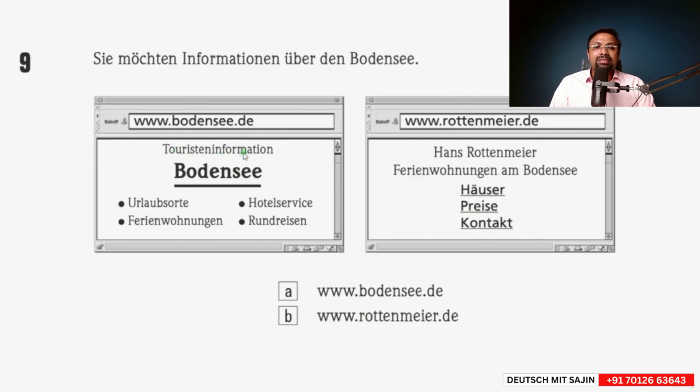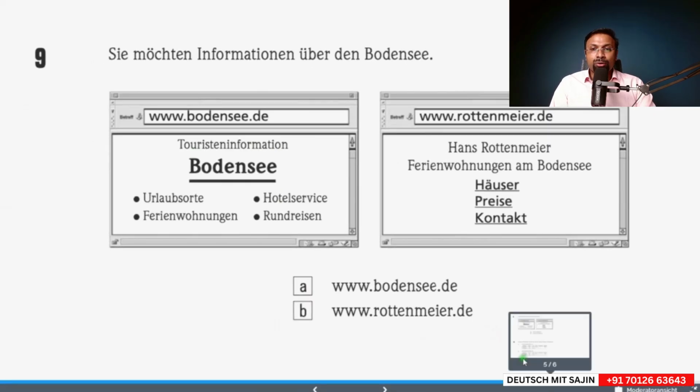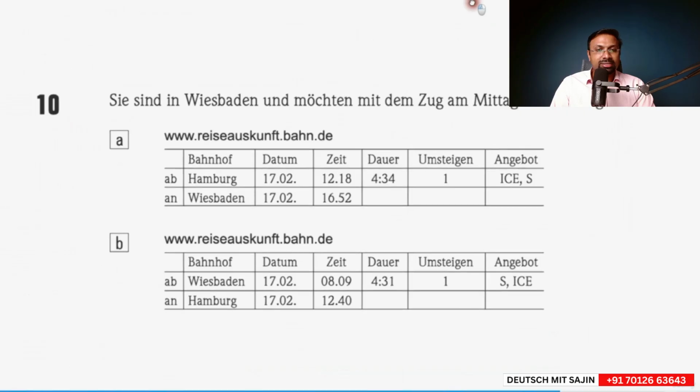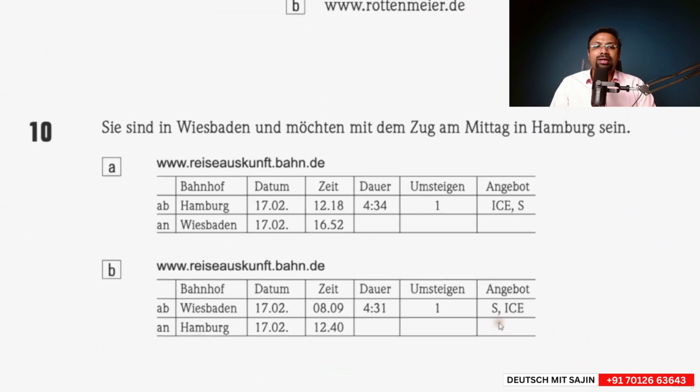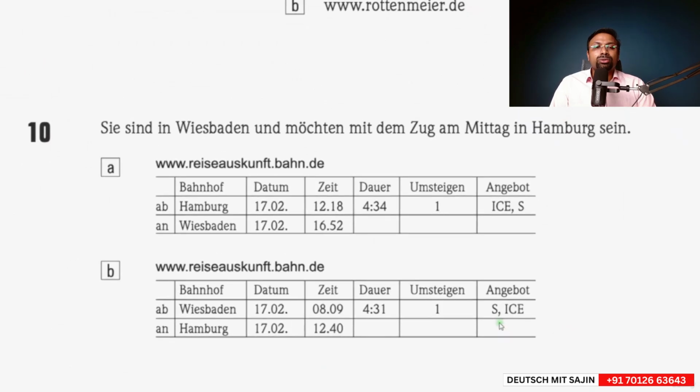Let us go to the last exercise of the second part of the reading part, and have a look at what they want from us. Sie sind in Wiesbaden und möchten mit dem Zug am Mittag in Hamburg sein. So you are in Wiesbaden and you would like to be in Hamburg at noon with a train. Now we have A and B. It is the same website, Reisauskunft. This is the information about the journey by train.